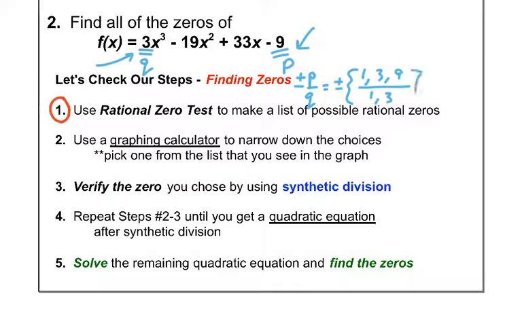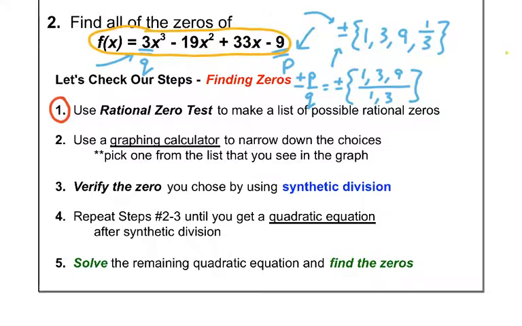So our full p over q list would be all combinations of the top with the bottom. For example, 1 over 1, 3 over 1, and 9 over 1. And then 1 over 3, and 3 over 3 I already have, and 9 over 3 I already have, so I don't have to list them twice. There's 4 of them, but because of the plus or minus, there's really 8 of them. So we have 8 possible fraction zeros. If we have any zeros of our polynomial that are a fraction or whole number, they have to be from this list. So now we have a good starting point.